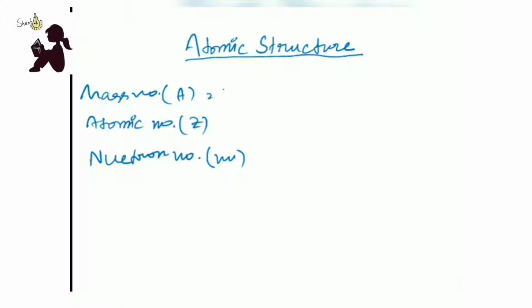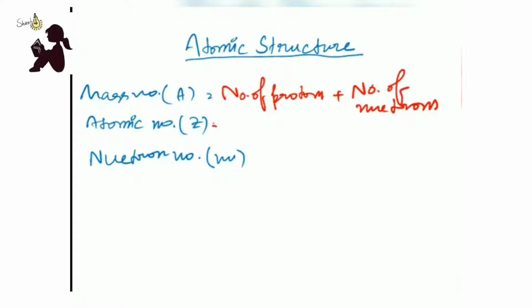So what is mass number? Mass number is number of protons plus number of neutrons in an atom. And what is atomic number? That is number of protons only. Okay. So neutron number, what will it be? That will be A minus Z. That means mass number minus atomic number.